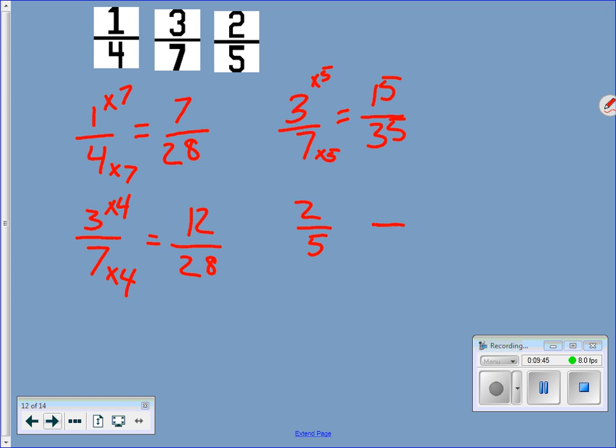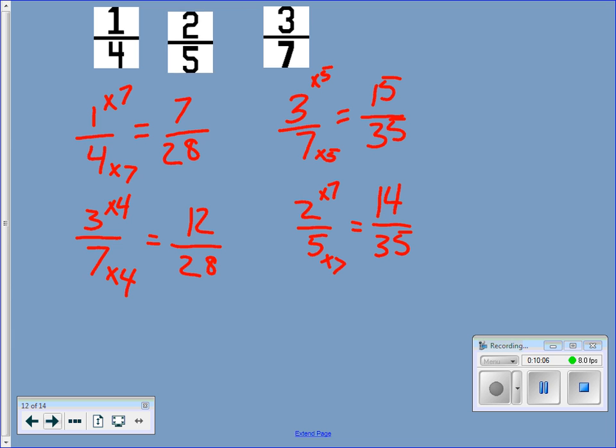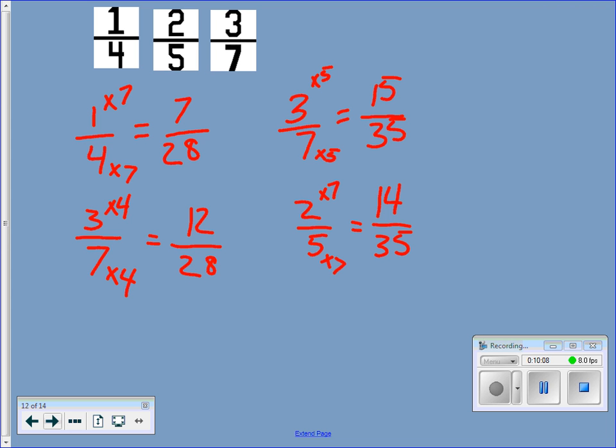Go ahead and do the other one here. How many times does 5 go into 35? 7 times. So let's do 7 times up here. 2 times 7 is 14. So let's take a look here. We know that 15 is bigger than 14. So this tells us that 3/7 is larger than 2/5. So we have to switch these two here. Now we have them ordered from smallest to greatest.